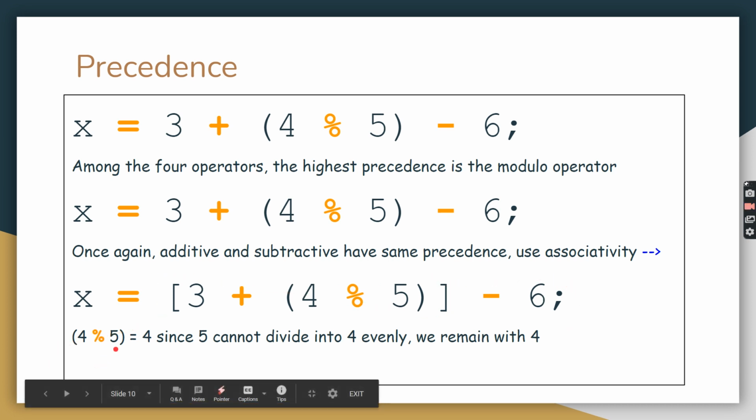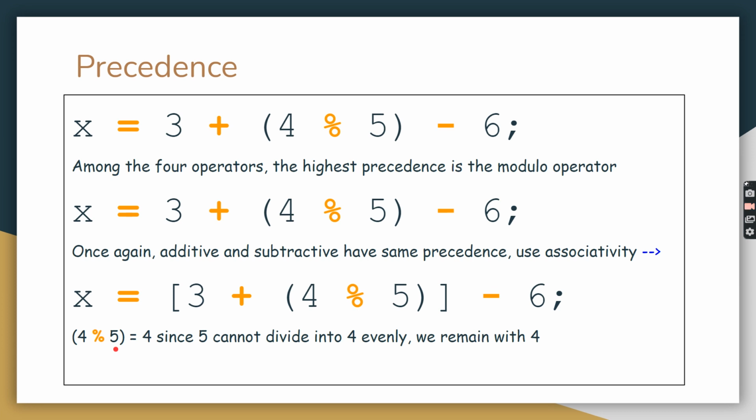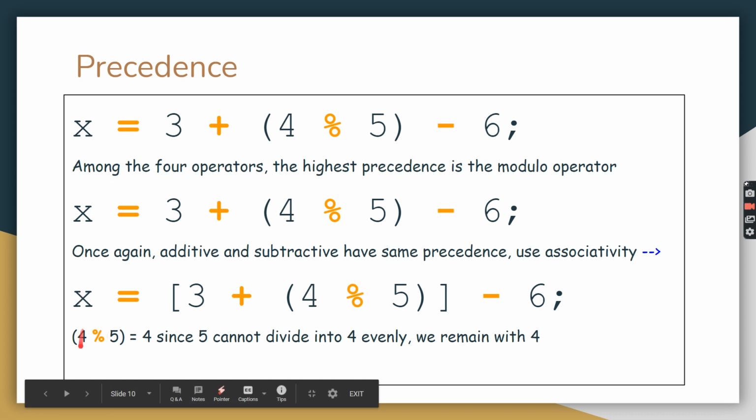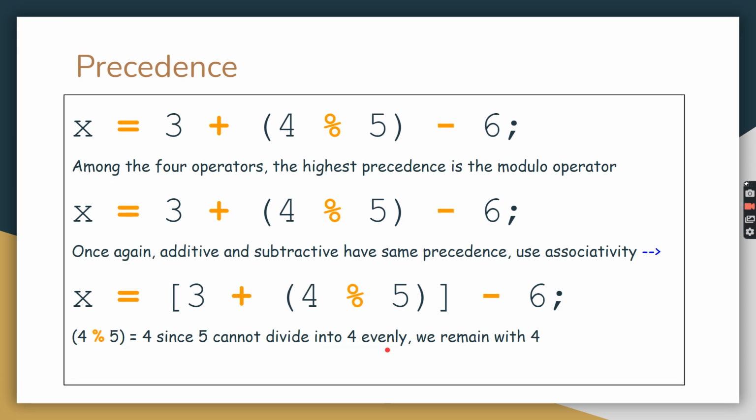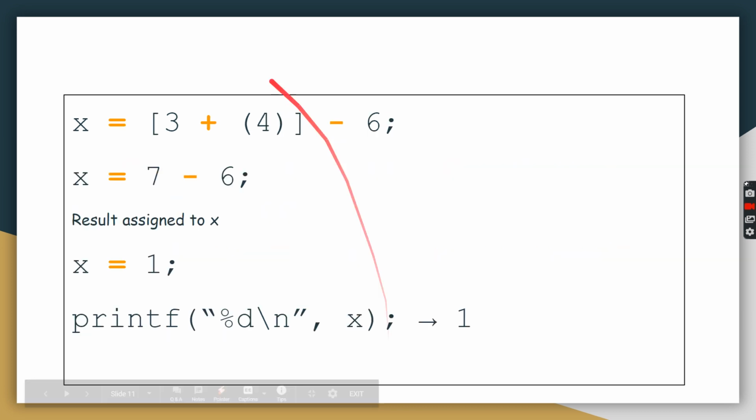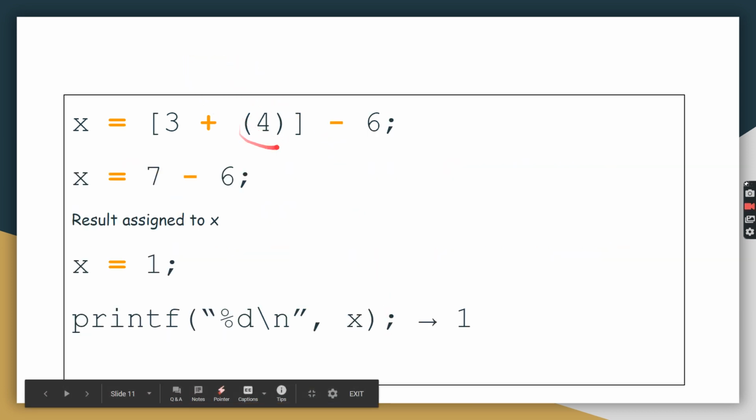Now 4 mod 5 gives us 4. The way we compute this is the modulo operator returns the remainder, if there happens to be one, once we divide operand A by operand B. In this case, we're trying to divide 4 by 5, and since 5 cannot divide into 4 evenly, we are left with a remainder of 4. Therefore, the result of 4 mod 5 will be 4.